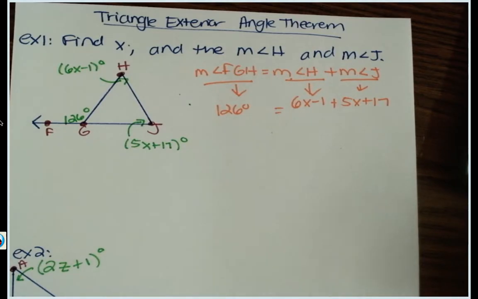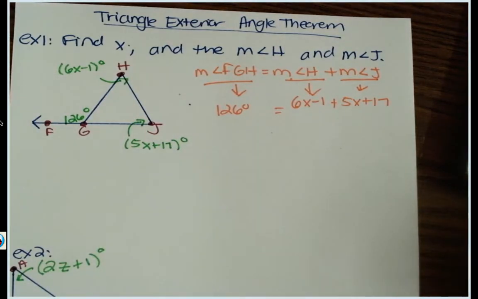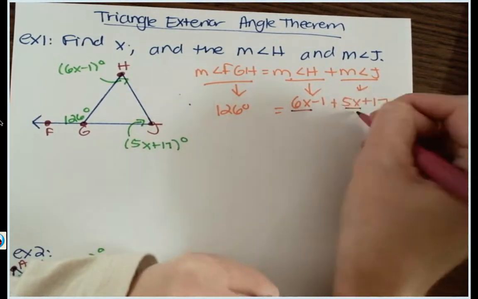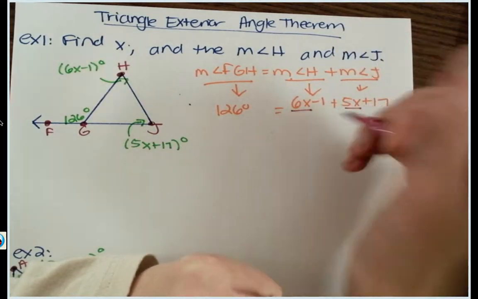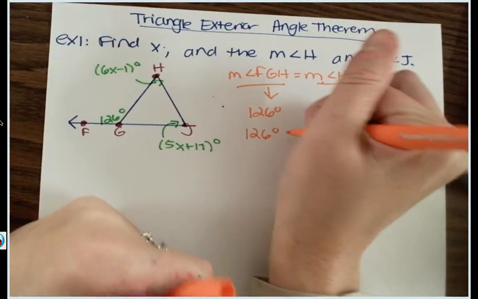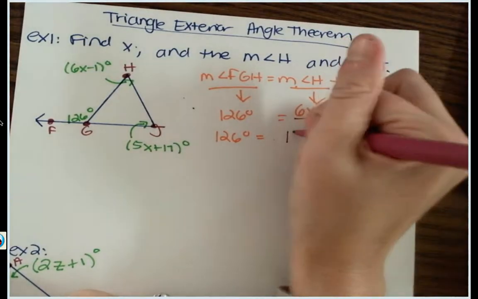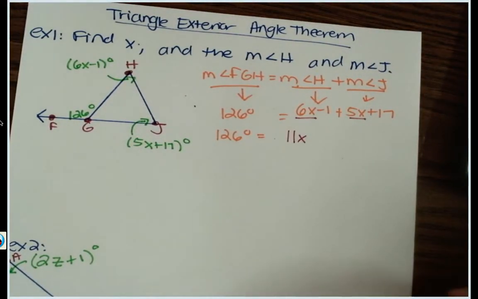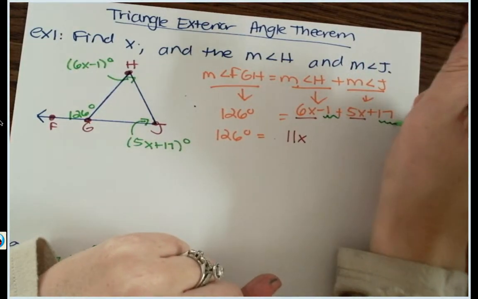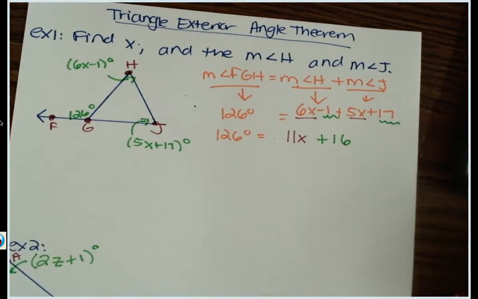All right, let's solve this for x. Looking at the problem, I need to combine my like terms first. I'm going to start with my x's, which 6x plus 5x will give me 11x. So I'm going to have 126 equals 11x. My other like terms are the ones without the x's, the negative 1 and the 17, which is 16.